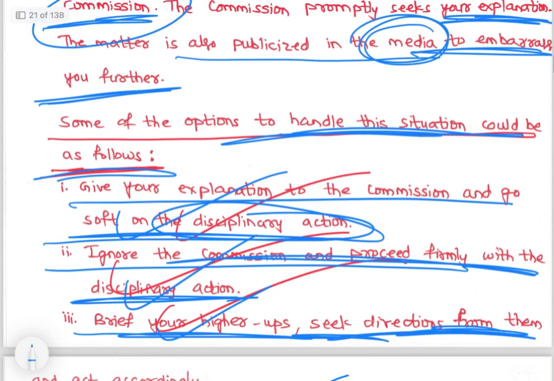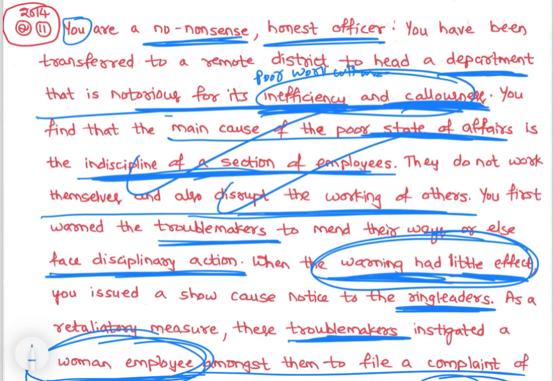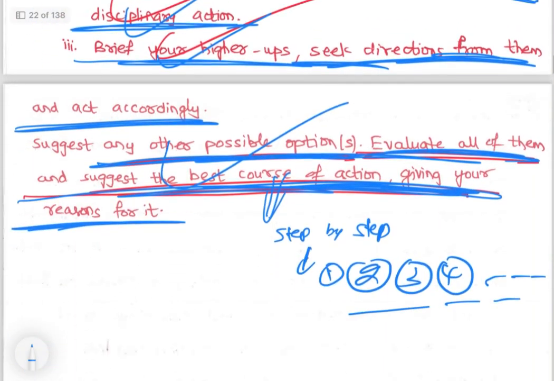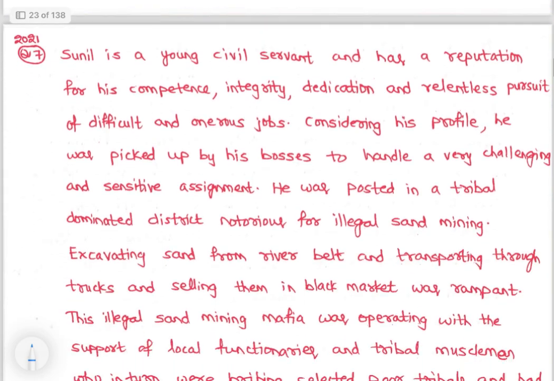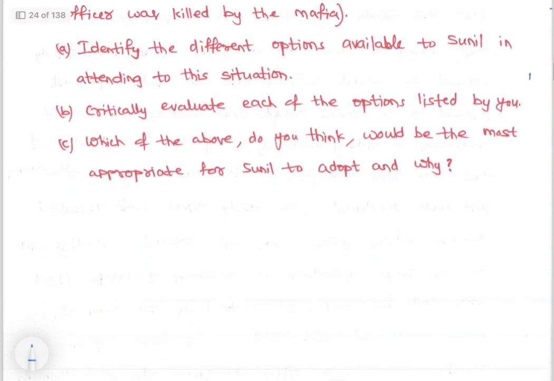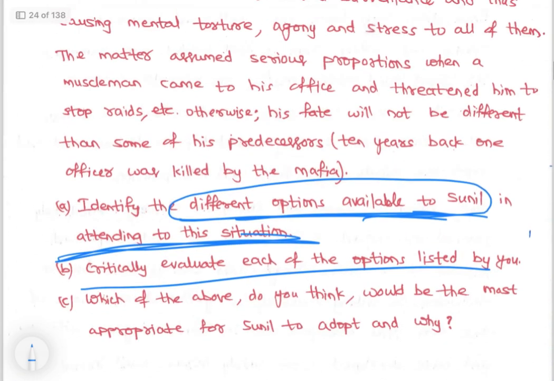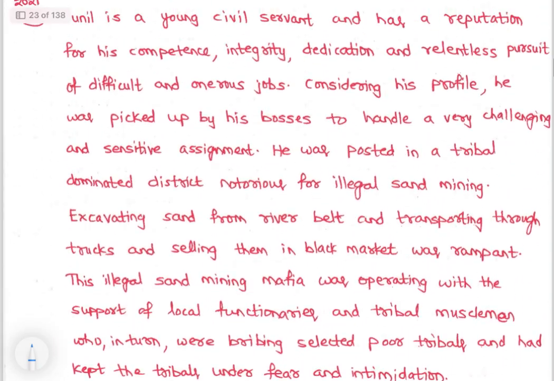So this you write as homework. Right. Okay. So in the next class we will deal with the next type of case studies. See, this is only options not given. See, this would be a case study: identify different options available to Sunil in the situation and critically evaluate them. So options not given, how we can think or generate options. Which type of case studies we will be discussing in the next class.